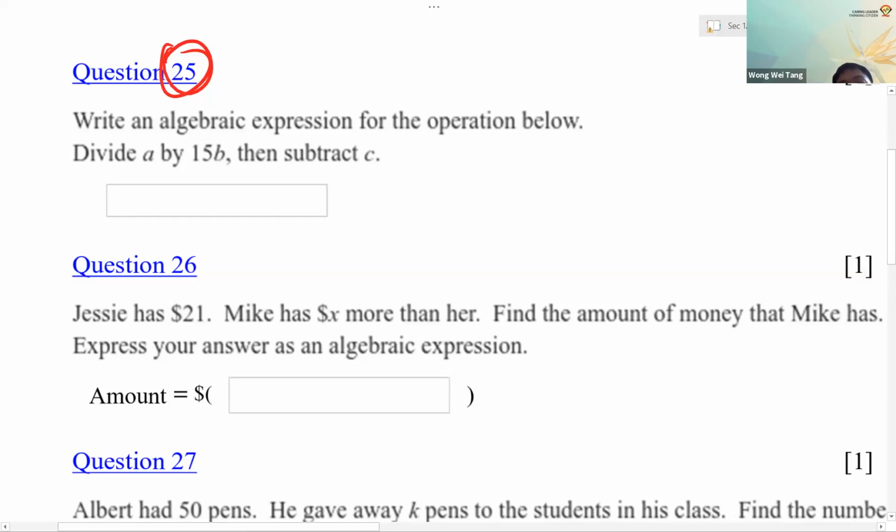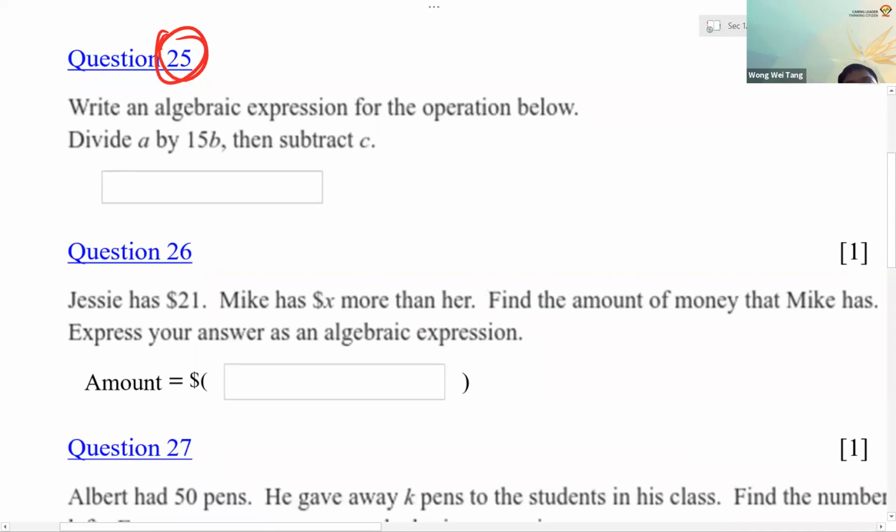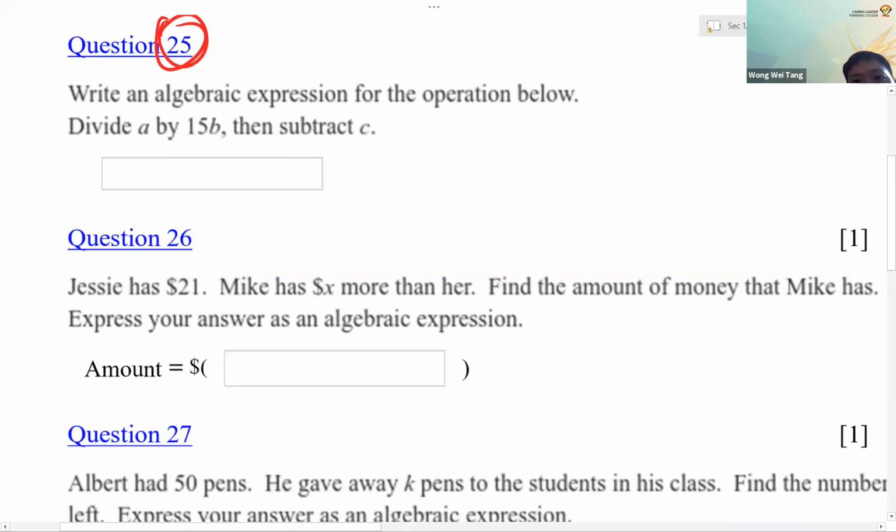So Jesse has $21. Mike has X more than her. Who has more money? Jesse or Mike? Mike. Mike has more, right? Mike has how much more? X more. Very good. Okay, so how much does Mike have? Mike has X more than Jesse. So how much does Mike have? 21X. 21X, huh? Is that your answer?